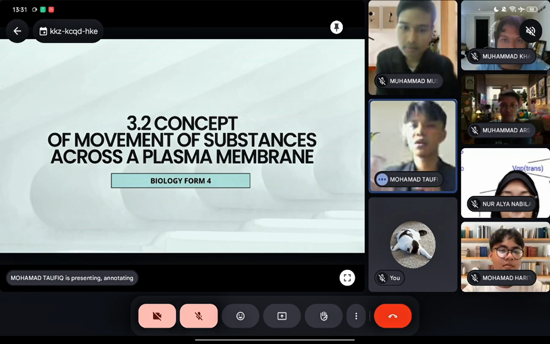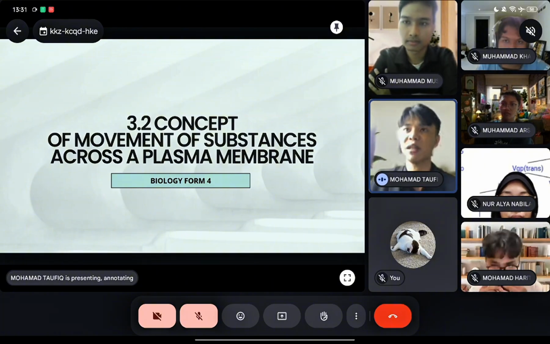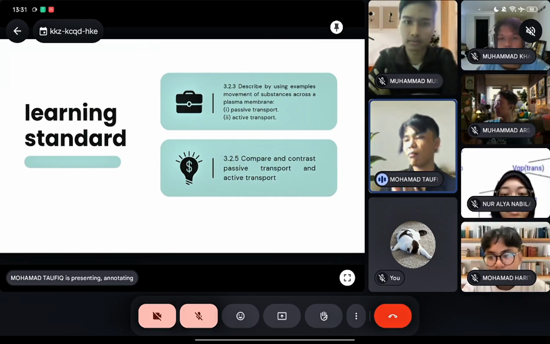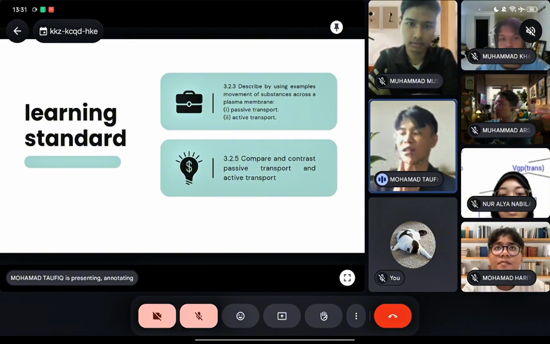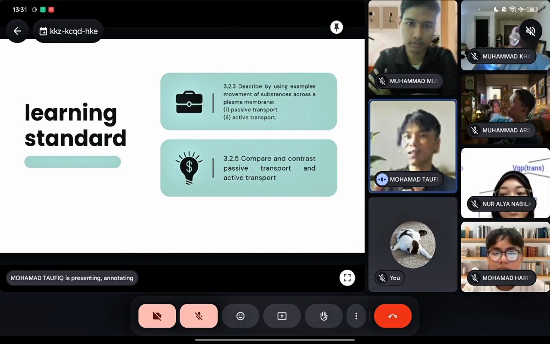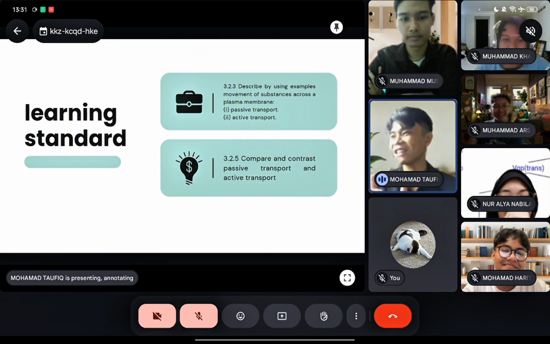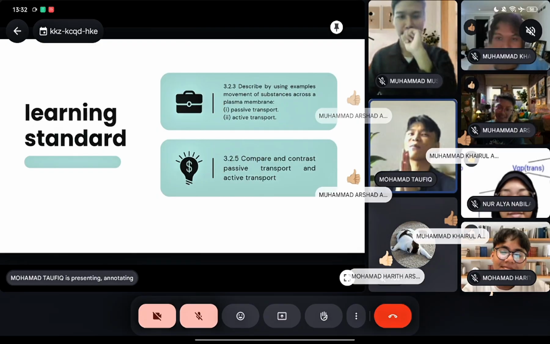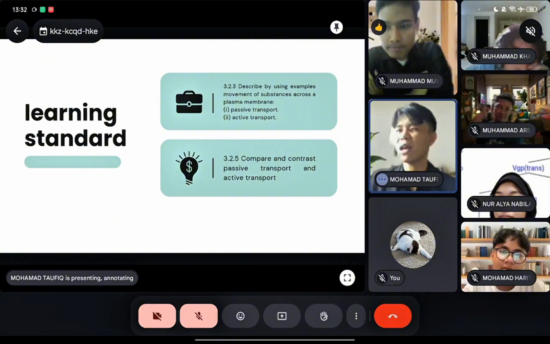Okay. So today we are going to learn about the concept of movement of substances across a plasma membrane, which is biology for form. By the end of this lesson, we should be able to describe, by using examples, movement of substances across a plasma membrane, which is active and passive transport. From those 2 examples, you will compare and contrast between passive transport and active transport. Everyone ready to go? All right. So without further ado, let's start our instruction on active and passive transport.